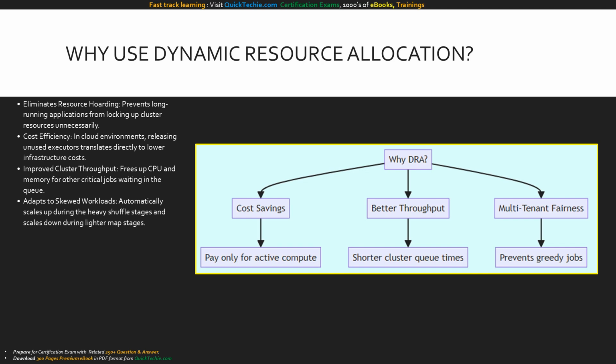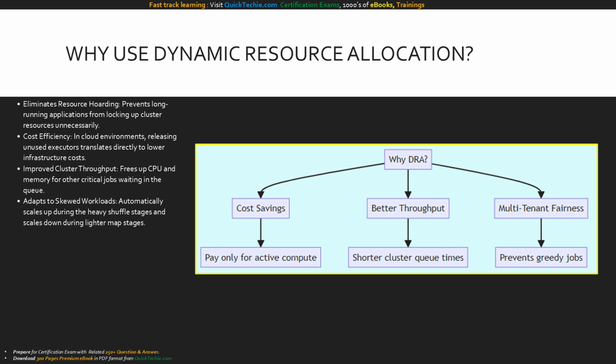Now that we know what it is, let's talk about why you must use it. The biggest problem in large-scale data processing is resource hoarding. Developers often over-provision resources, requesting maximum executors just in case they hit a heavy data skew. With DRA, as bullet point 1 highlights, resource hoarding is eliminated.